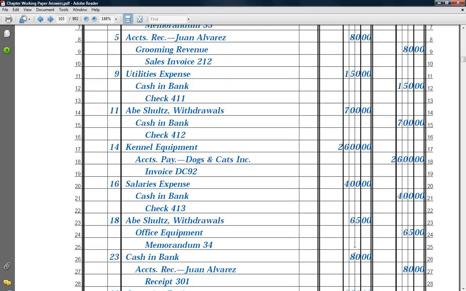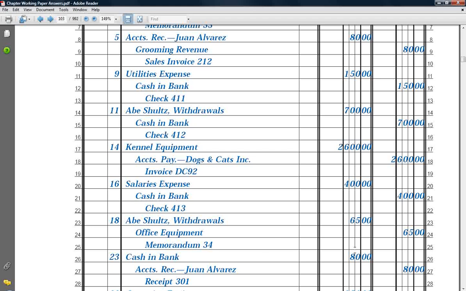On the 9th, we paid our utilities expense with a check. So we're debiting the expense account, utilities expense, for $150, crediting cash in bank, the asset. Cash in bank decreases with a credit, $150. Debit utilities expense, $150. Credit cash in bank, $150. We wrote a check. Source document, check, $411.